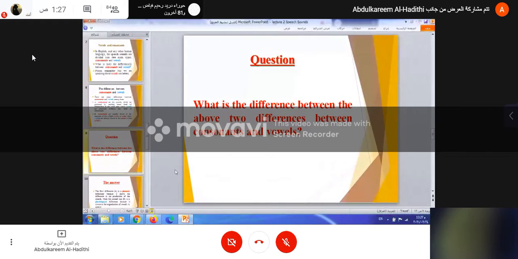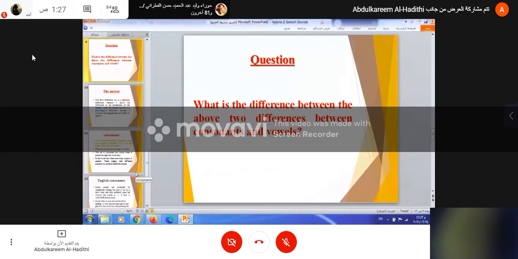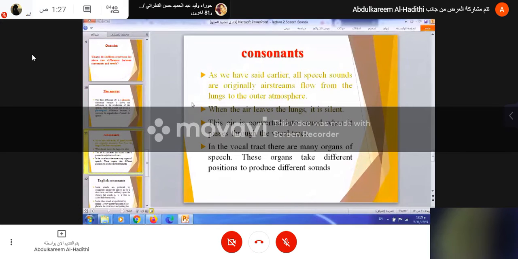Now, we said that consonants are speech sounds which are produced by making an obstruction for the airstream in the vocal tract. Okay?